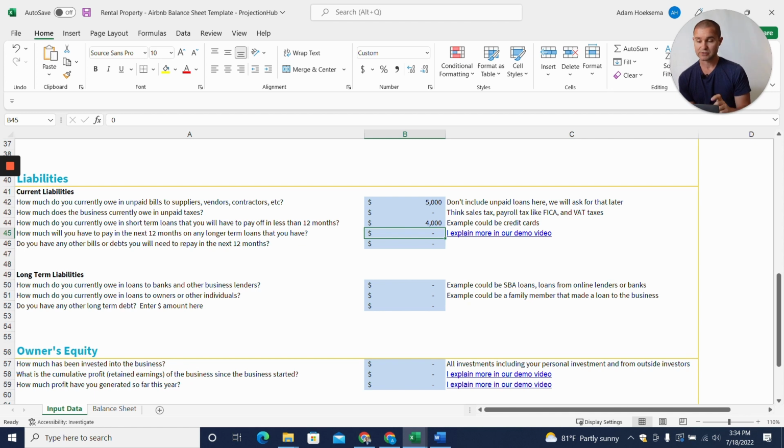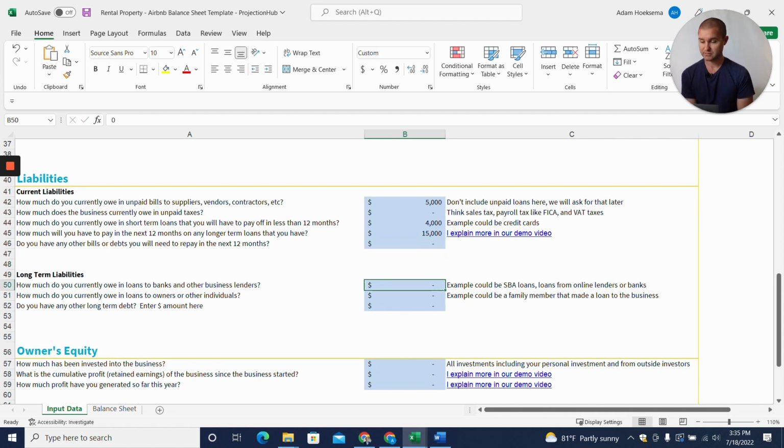And then this would be how much you have to pay in the next 12 months on any longer-term loans. So this would be if you have a mortgage on those 2 properties, what is the principal amount that you're going to have to pay on those mortgages over the next 12 months. That's what you want to put in here. And let's just say that's going to be $15,000. And we're going to leave this at 0.